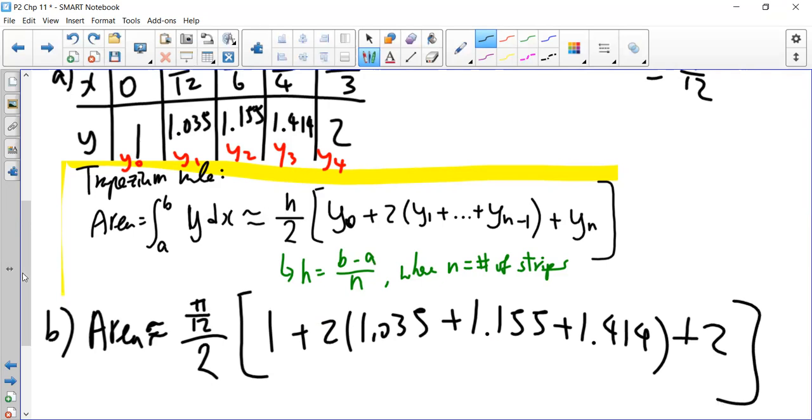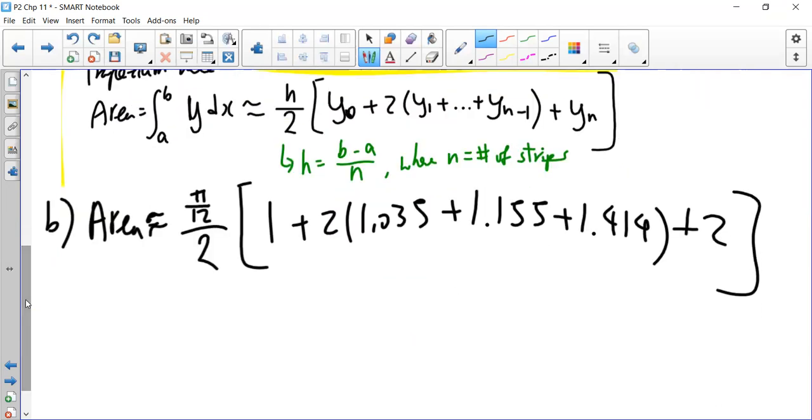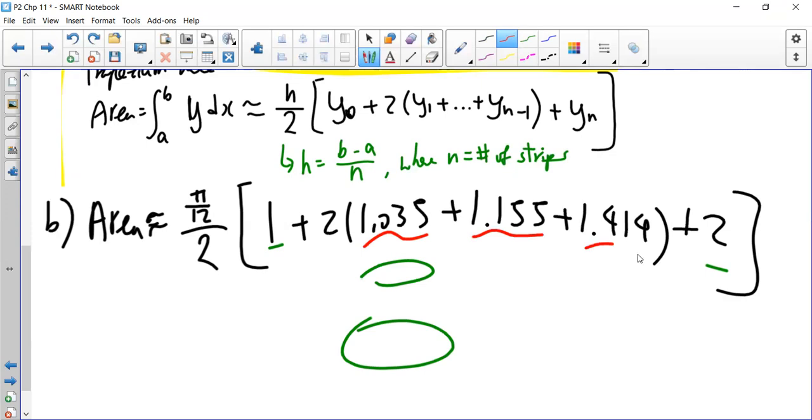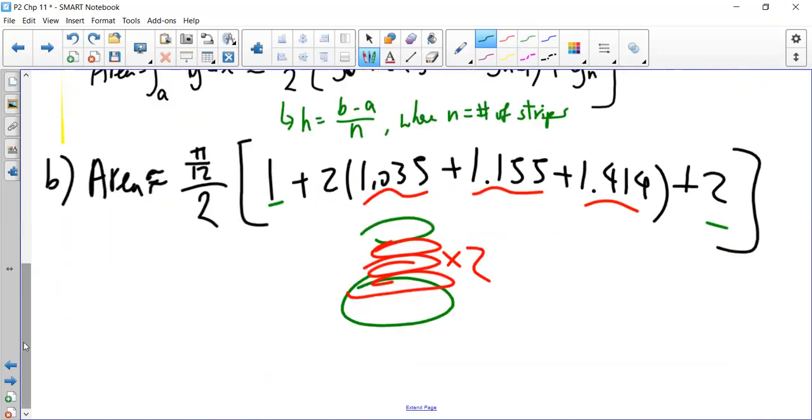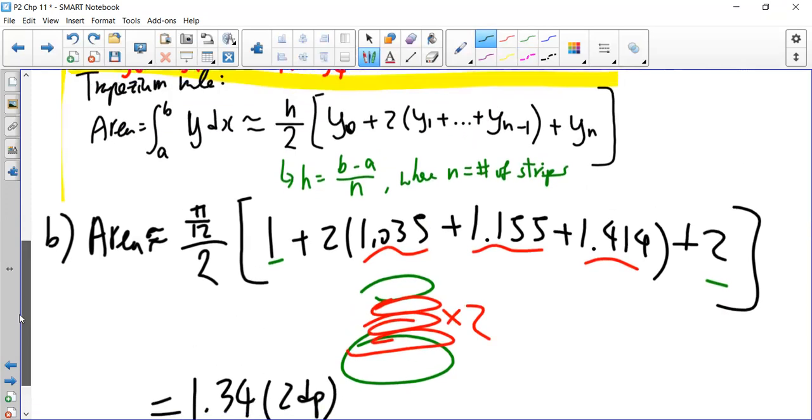Oh, it's like a burger. Yes, it's like a burger. So you got the buns in here, and then you got the fillings, tomatoes, sausage, egg, and then double it. Lovely. Okay. Right. Anyway, so put it in the calculator. Just plug in the calculator. You should get 1.34 in 2 decimal places. That's what I've got, 1.34.